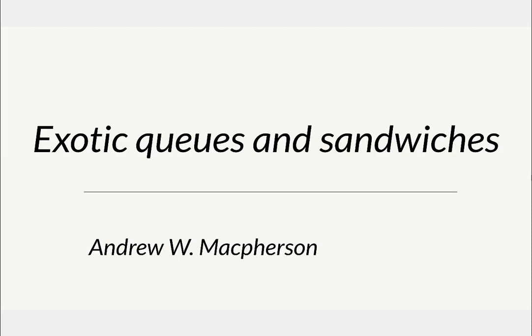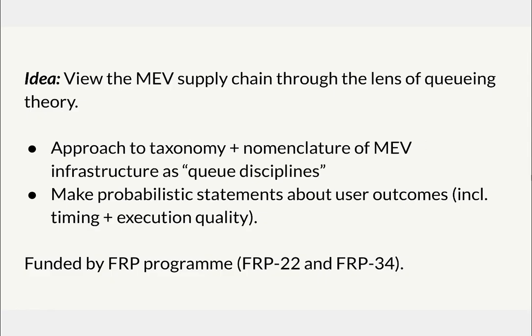I'm here to talk about exotic queues and sandwiches, which is the subject of a research project funded by a couple of FRP grants, and whose topic is viewing the MEV supply chain through the lens of queuing theory, and using the ideas of queuing theory to give nomenclature and classification tools to MEV infrastructure, in viewing them as queue disciplines, and to make probabilistic statements about user outcomes. And that includes both wait time, which is the purview of classical queuing theory, and execution quality, which is naturally of interest to participants in the trading ecosystem.